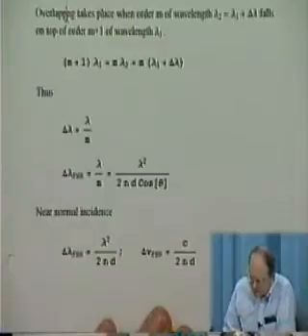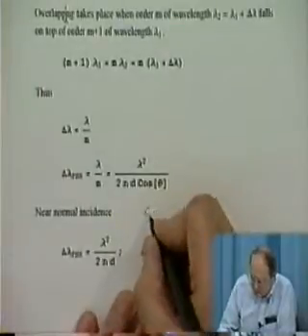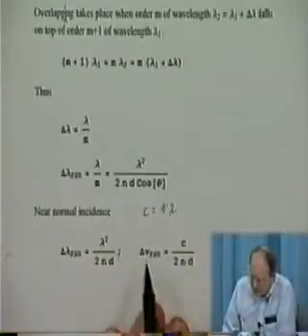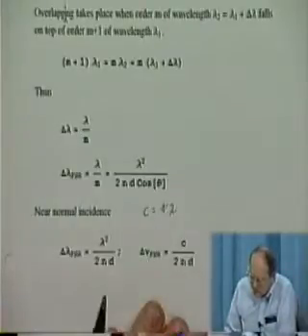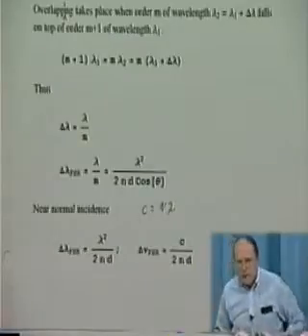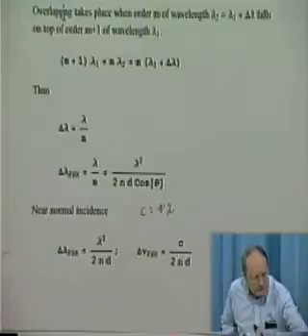And c is equal to nu times lambda. So maybe I should write that down, although everyone knows it. And so I could solve for free spectral range in frequency. It's just c over 2nd. I think I've seen that somewhere in lasers, in the different modes and all this stuff. Anyway, that's your free spectral range.